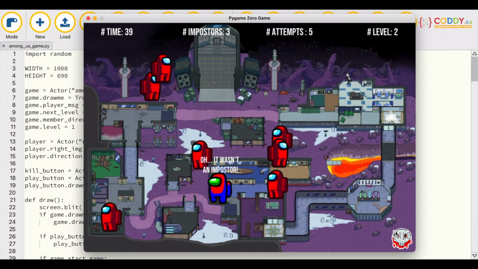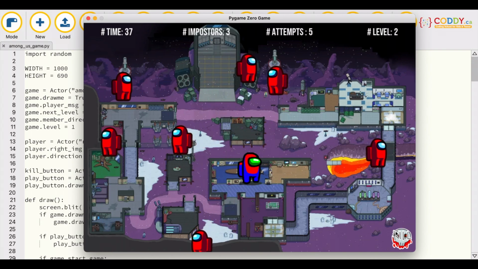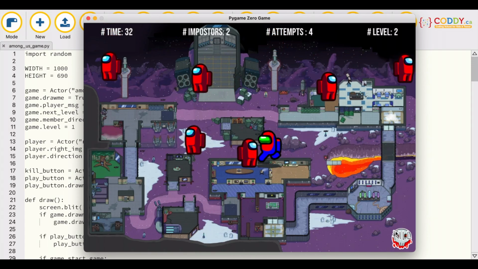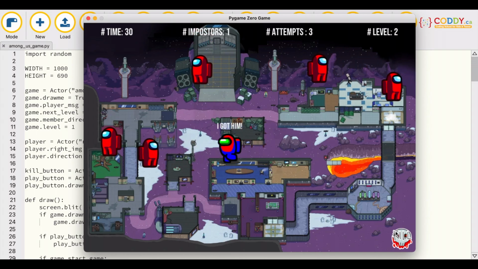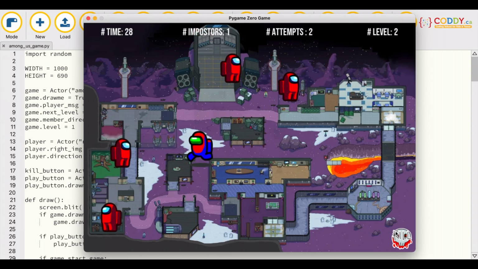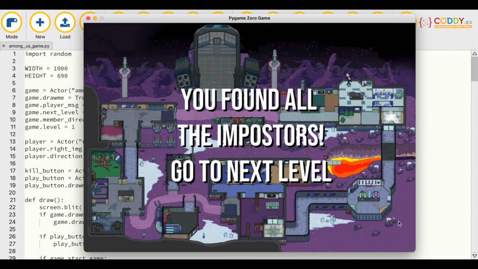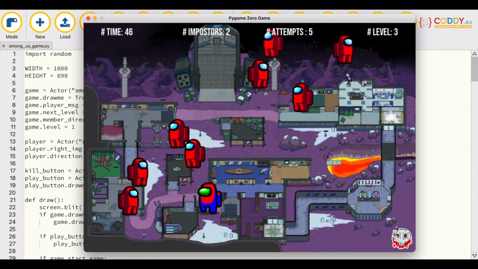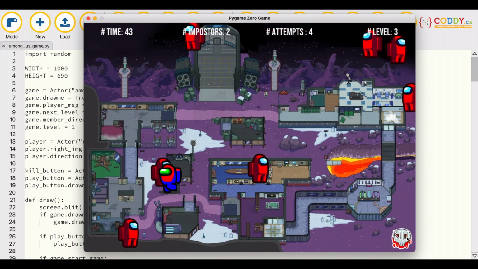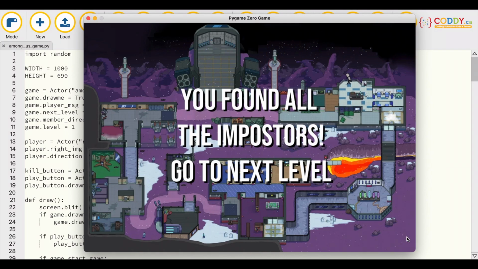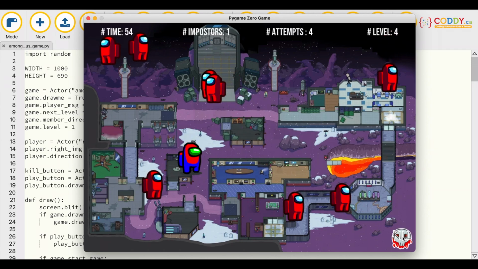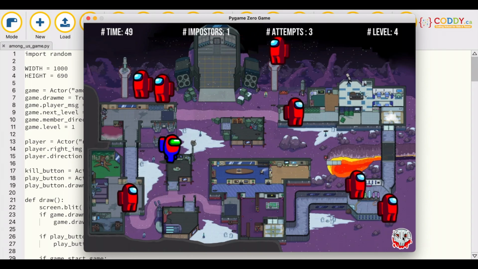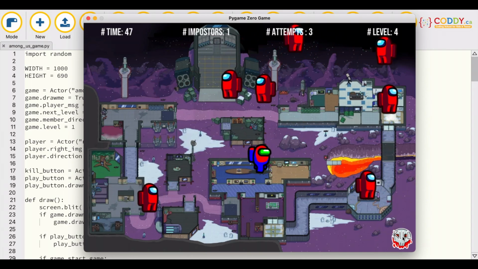So level 1, in 40 seconds, your goal is to detect 4 imposters and you have 7 attempts. Level 2, in 45 seconds, you have to detect 3 imposters and you will have 6 attempts. Okay, next one will be level 3. In 50 seconds, your goal is to detect 2 imposters in the Among Us game and you'll have 5 attempts only. And the final level 4, in 55 seconds, your goal is to detect 1 imposter and you'll have 4 attempts.